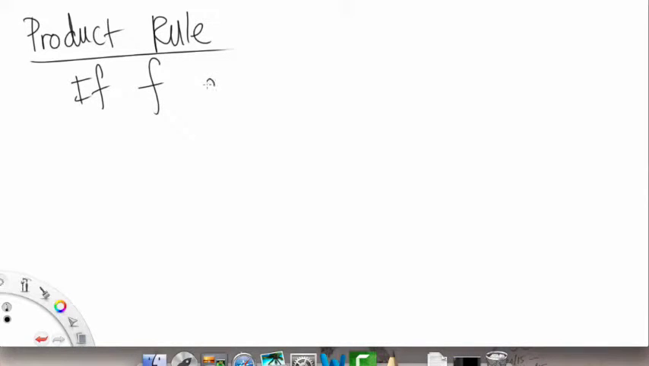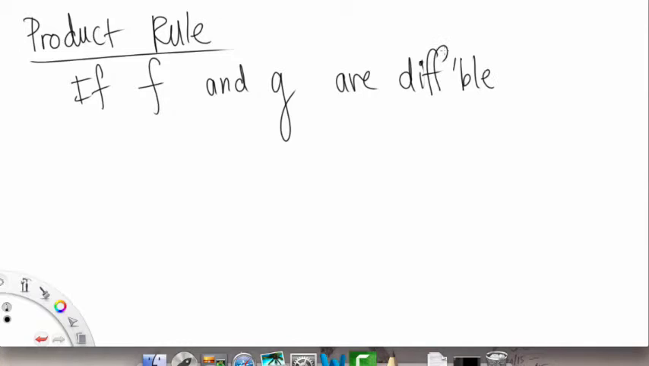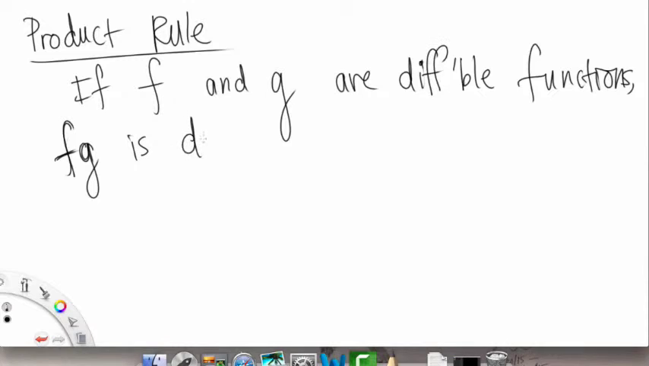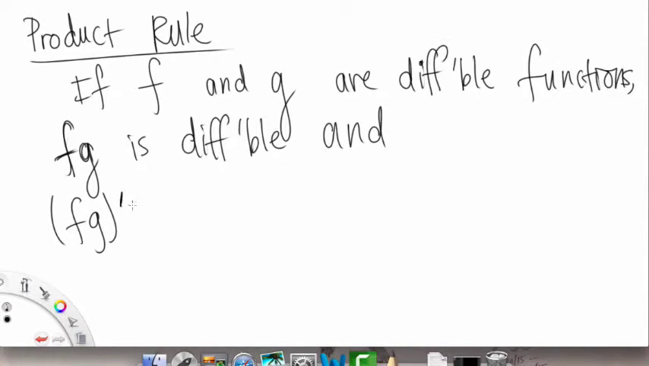If f, a function, and g, another function, are differentiable, so we're going to assume or know that these two are differentiable functions, then we know that fg, the product of them, f times g, is differentiable. And furthermore, the derivative of f times g, we'll say prime of x, if f is f of x and g is g of x, is going to equal the following.